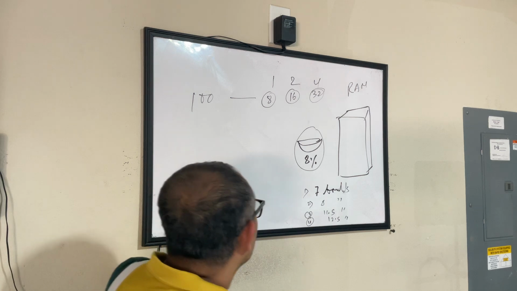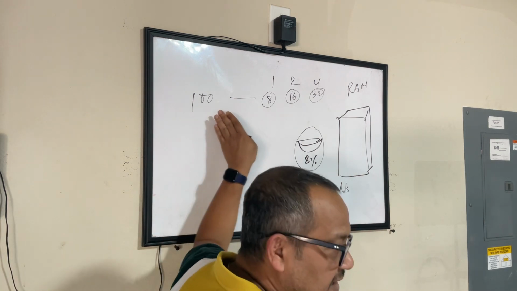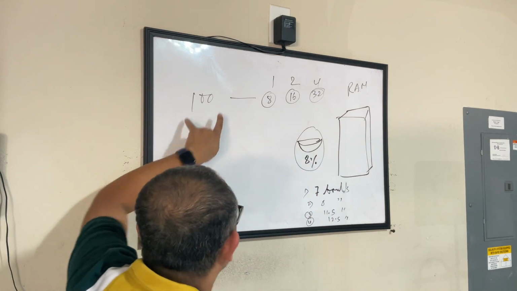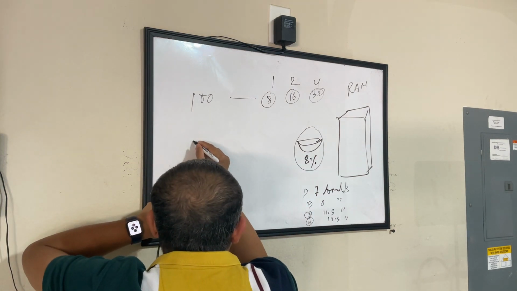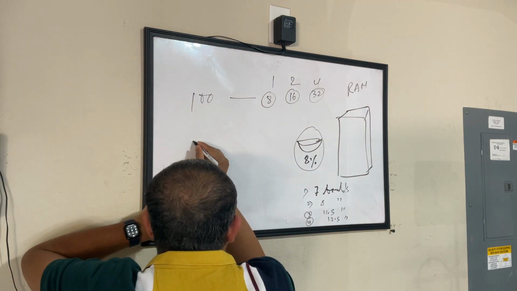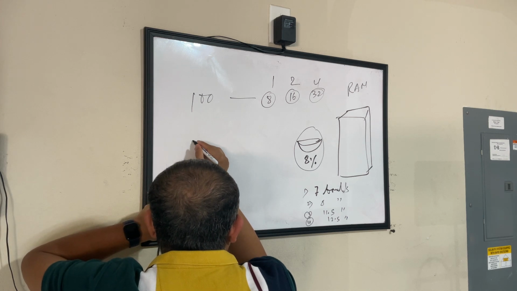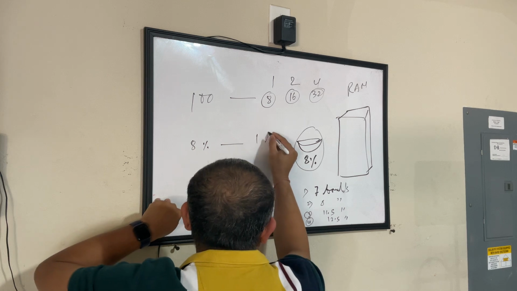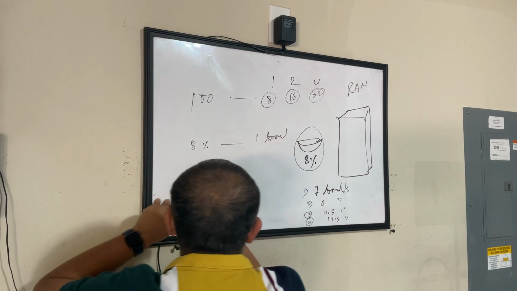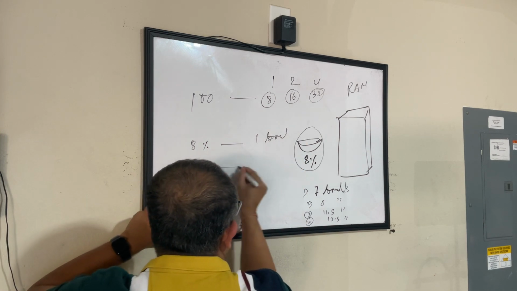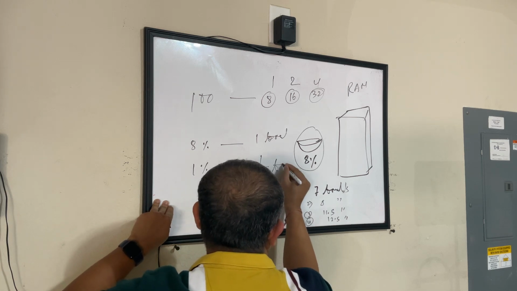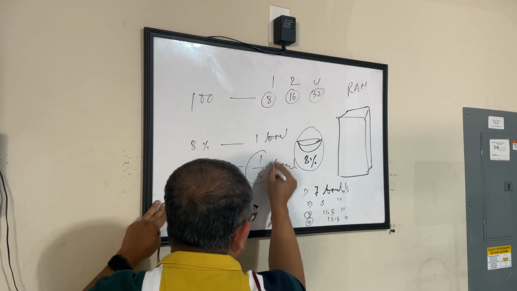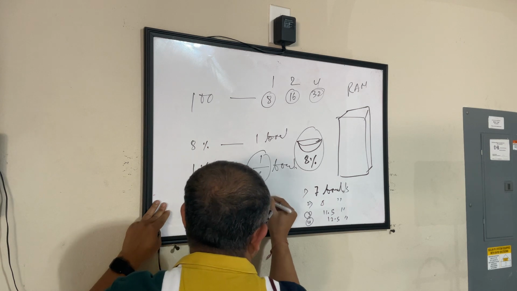So you are trying to find out how many bowls he can eat to finish it up. So 8 percent is 1 bowl. 1% will be what? 1 by 8 bowls. 100% will be what? Whatever the value for 1, multiply that by 100.